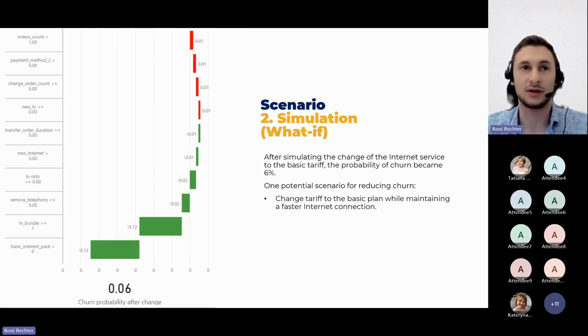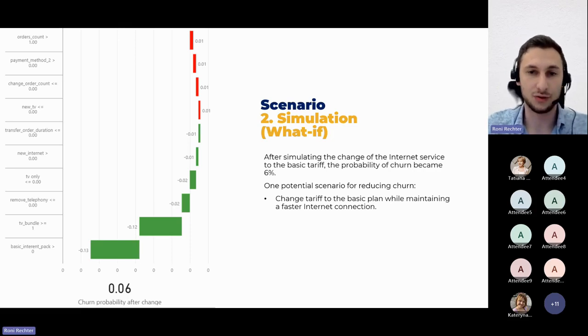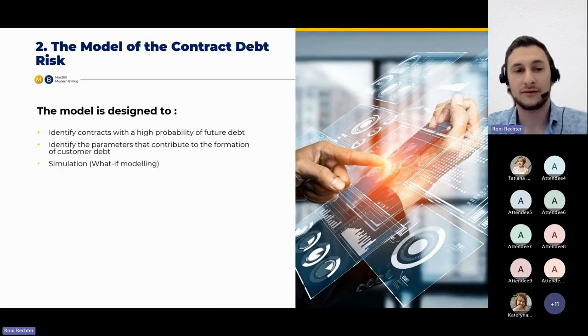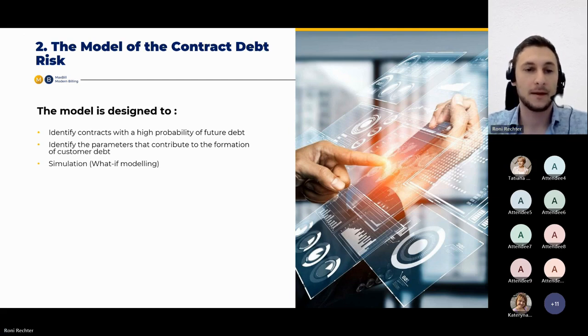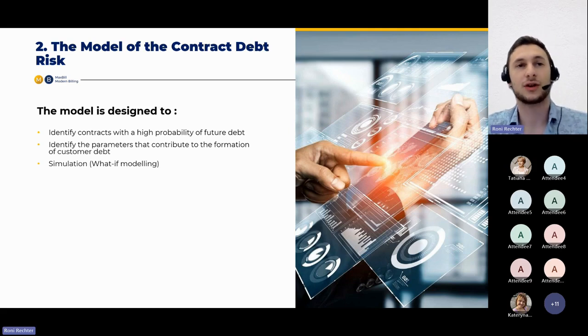This is the first model, predicting the probability of a customer going churn. Moving on, we have the second model, the model of contract debt risk. This model is designed to identify a contract with a high probability of going into debt.